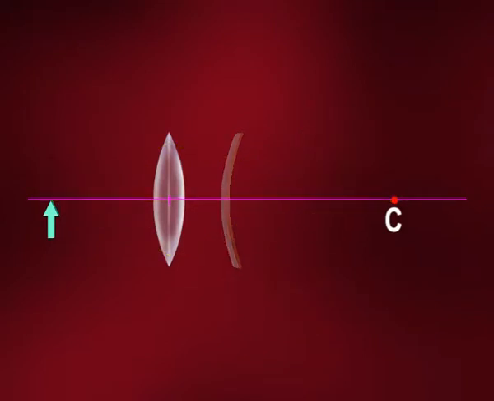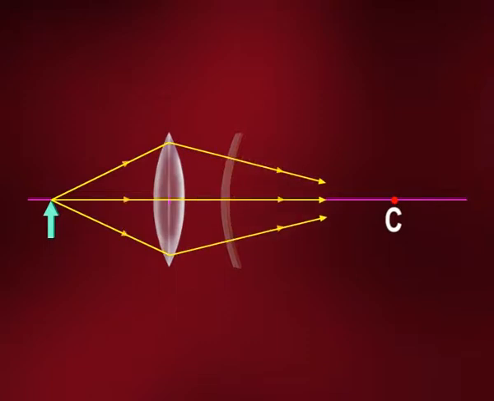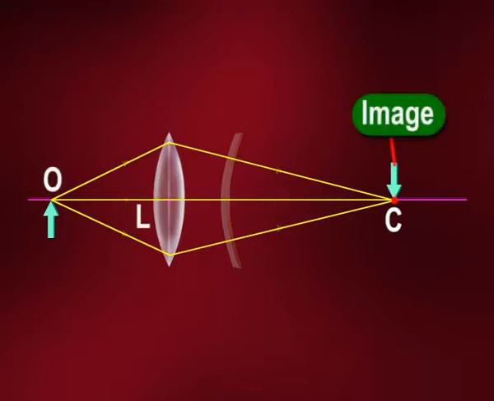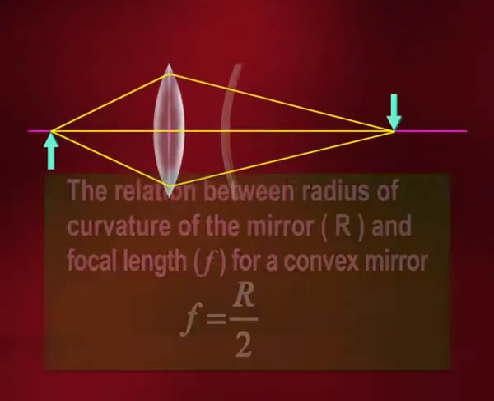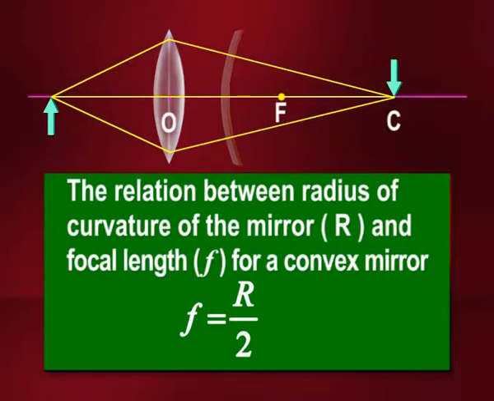Let's see the situation after removing the convex mirror. The position of the object is such that a real and inverted image is formed at the center of curvature of the lens. We will need to use a formula for calculation. This is nothing but the relation between radius of curvature of the mirror r and focal length f for a convex mirror. That is, f equals r by 2.